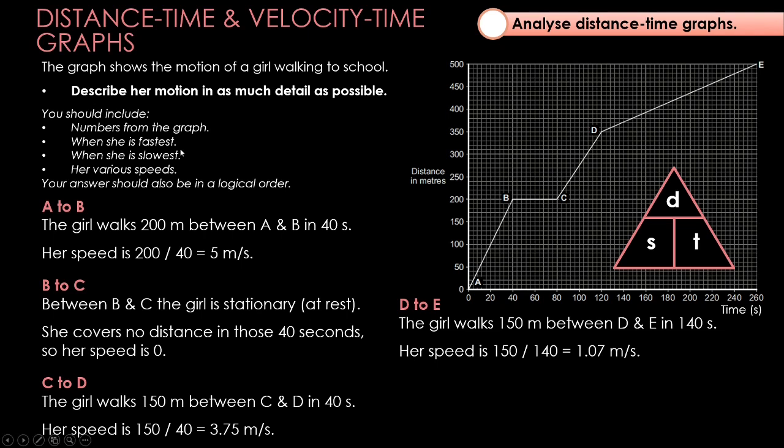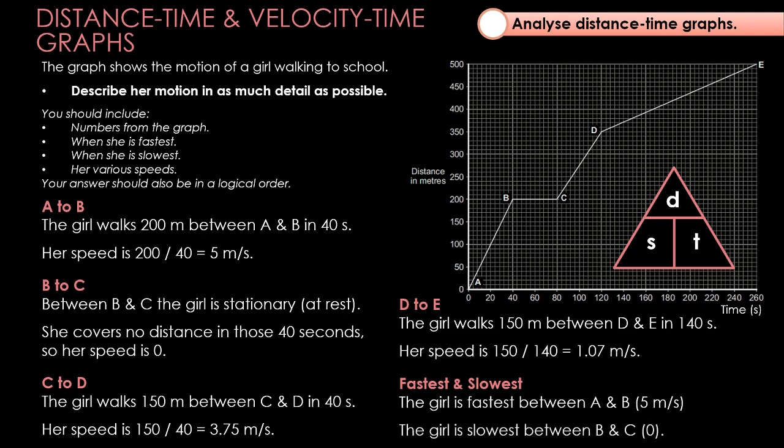The last thing that we haven't included are when she was fastest and when she was slowest. So she was fastest in between A and B, where her speed was 5 meters per second. And she was slowest in between B and C, where her speed was 0.